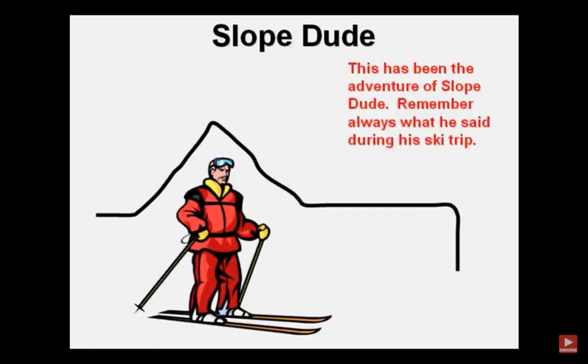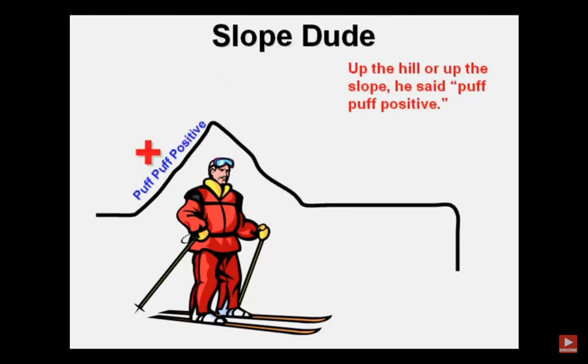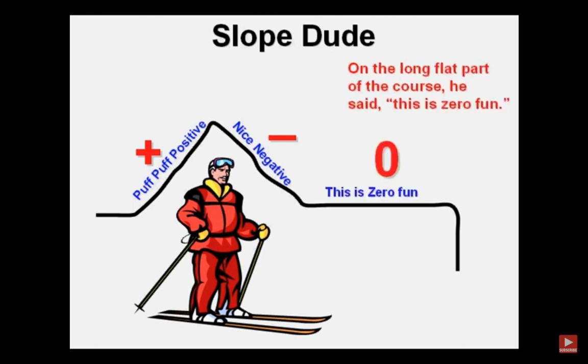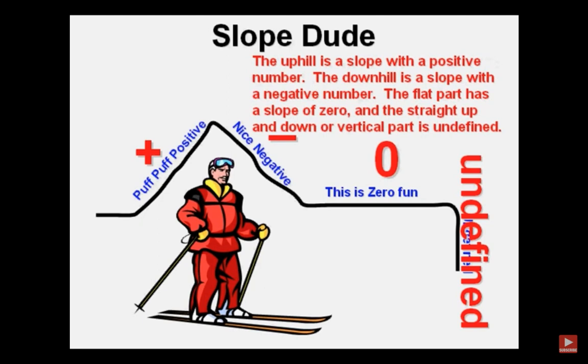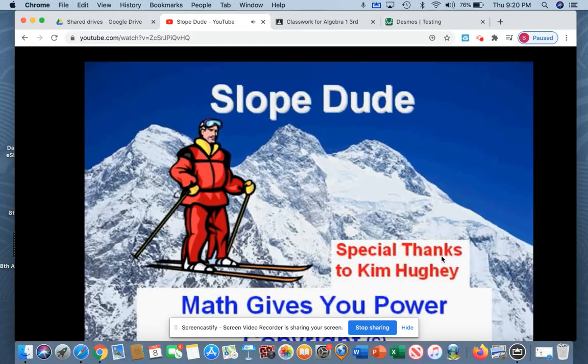This has been the Adventure of Slope Dude. Remember always what he said during his ski trip. Up the hill or up the slope, he said, puff, puff, positive. On his downhill run, he said, nice, negative. On the long, flat part of the course, he said, this is zero fun. And finally, when he went over the vertical cliff and went straight down, he yelled the worst curse word of math and algebra. Undefined! The uphill is a slope with a positive number, the downhill is a slope with a negative number, the flat part is a slope of zero, and the straight up and down or vertical part is undefined. This has been the Adventure of Slope Dude. Thanks for viewing.